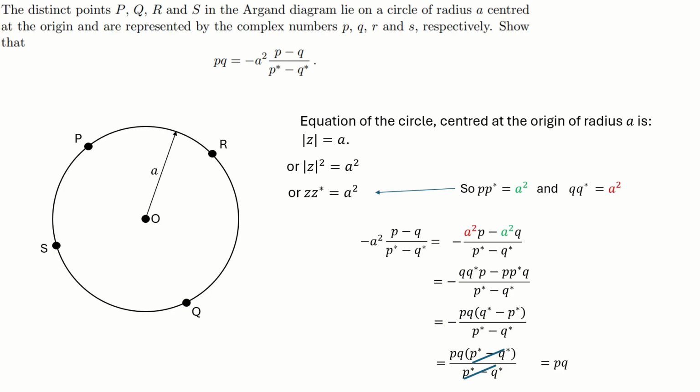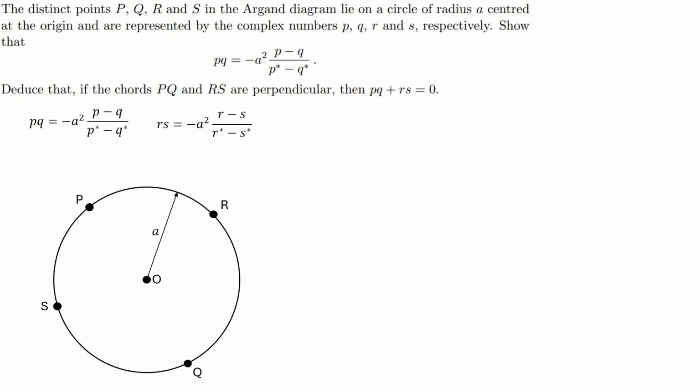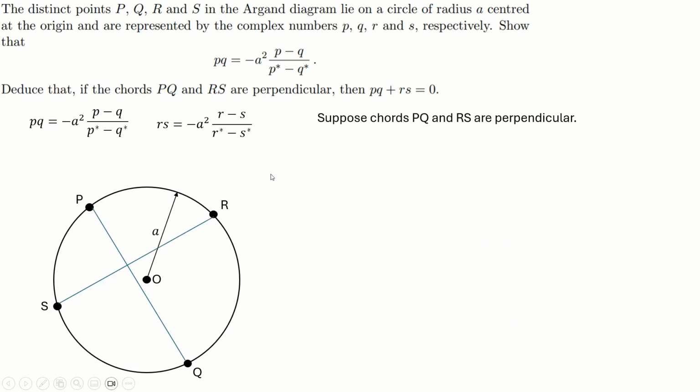So yeah, kind of a tricky start to the question, but let's continue. We have to deduce that if the chords are perpendicular, then pq plus rs equals 0. So okay, what do we know if the chords are perpendicular? Show that this is 0. So what do we know if they're perpendicular? Well, what we can say is that p minus q equals i k lots of r minus s.